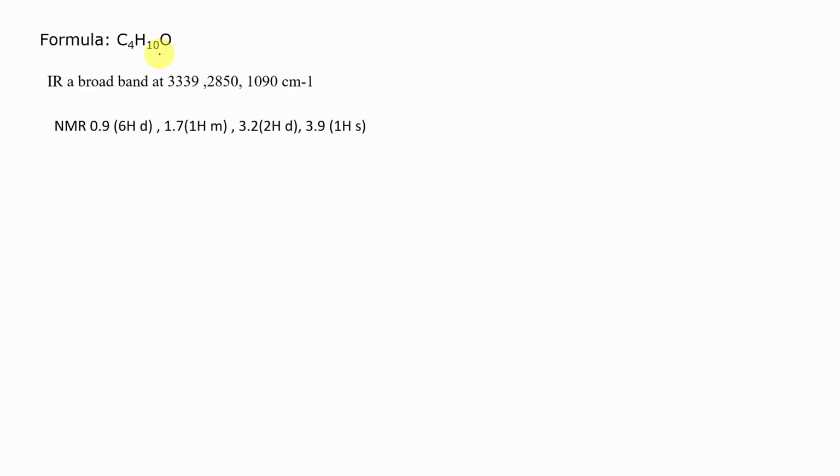A molecule with the molecular formula C4H10O gives the IR values a broad band at 3339.